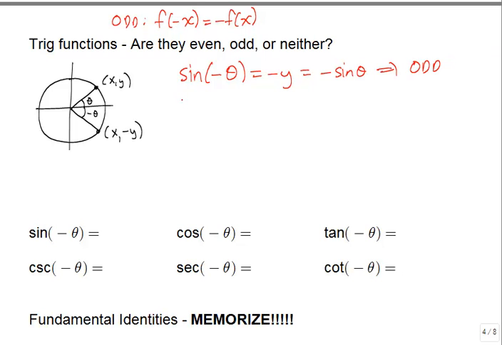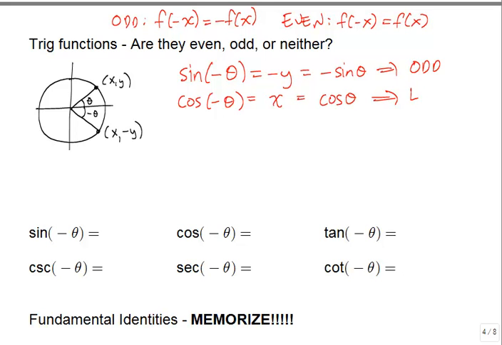If we take a look at cosine of minus theta, it would be the x-coordinate of this terminal point, which is just x. And x up here corresponds to the cosine of positive theta. So we showed that cosine of minus theta is exactly the same as cosine of positive theta, and that's the definition of being even, if f of minus x equals f of positive x. That's a proof that cosine is an even function.